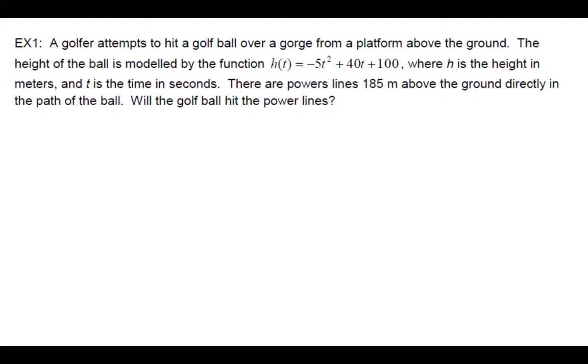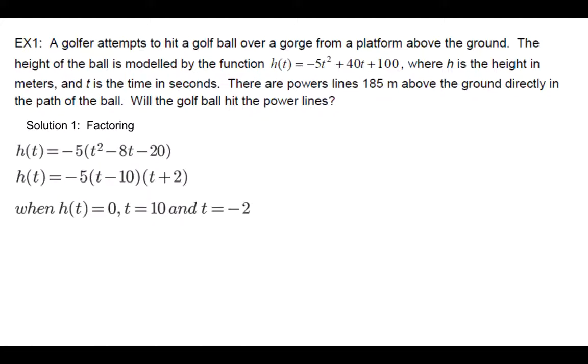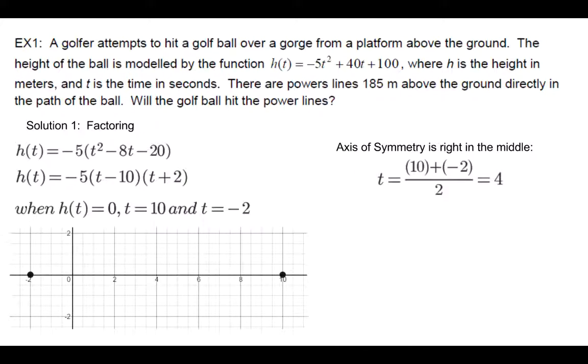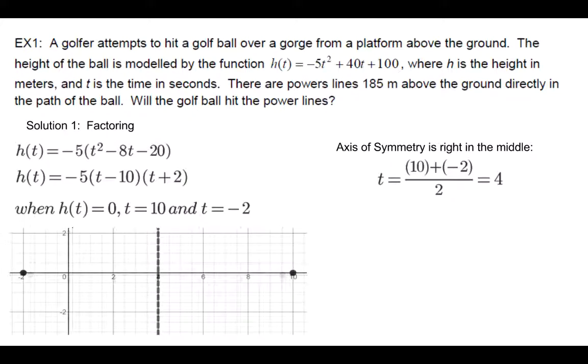So remember the golfer, if we want to get this form, find the vertex, we could totally do this by factoring, like we did before. And so we got 10 and negative 2 as your factors, your zeros. That's when height is 0. You get the vertex by finding the midpoint. The axis of symmetry is right in the middle of 10 and negative 2. If you add those and divide by 2, you get 4. So if you look at it, it makes sense that that's 4. It's 6 away in both directions.